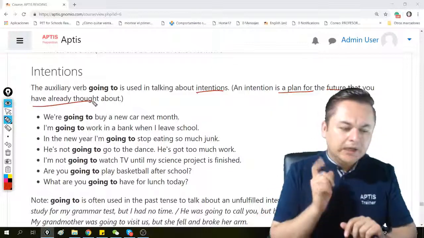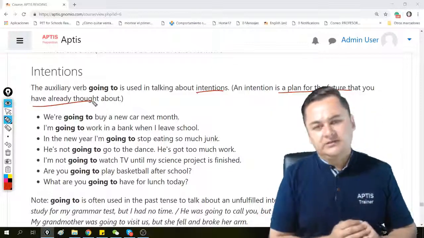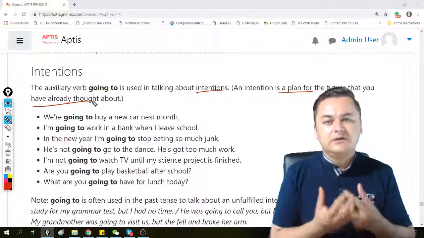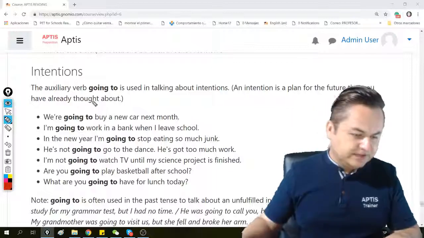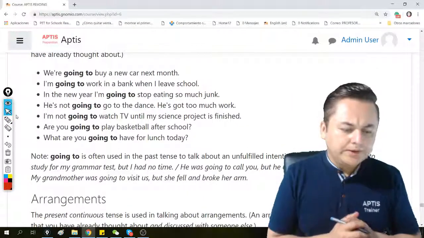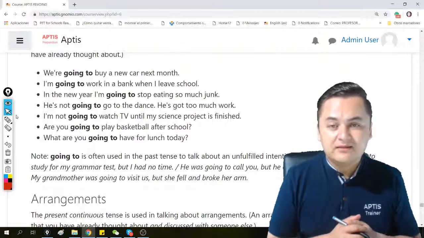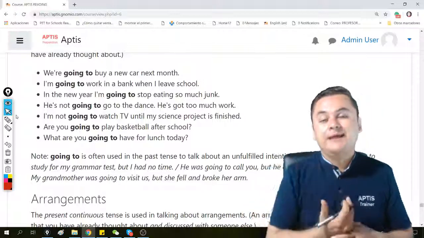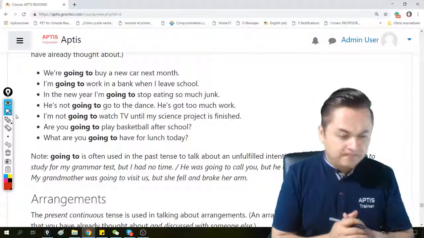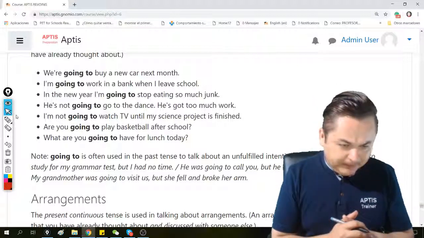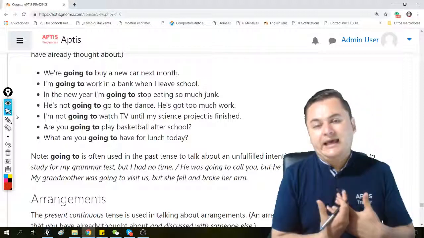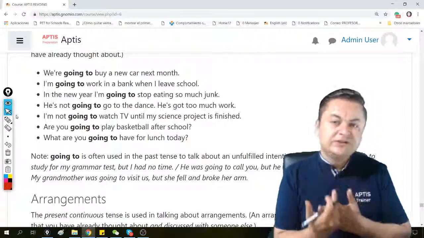that you have already thought about, a plan that you have already conceived. And here are some examples. If I say we are going to buy a new car next month, it means we already planned that and we're just telling you now. I'm going to work in a bank when I leave school. So, it is my plan. I have previously considered this option.